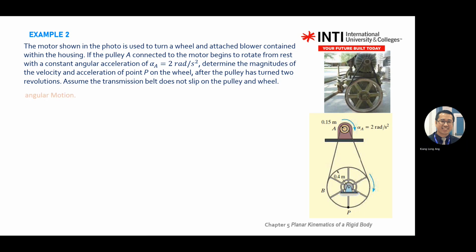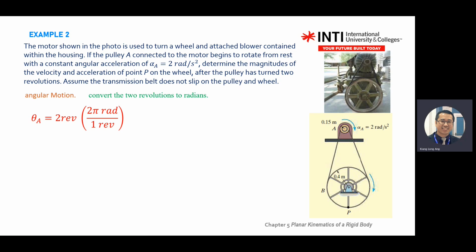So since we are in chapter 5, we start to look at angular motion. First we look at pulley A. It tells you how many revolutions it turns. Again, it's a standard procedure. Engineering dynamics, the steps are always the same, no matter how the question changes. First, for chapter 5, you look at the revolution. So it turns 2 revolutions.